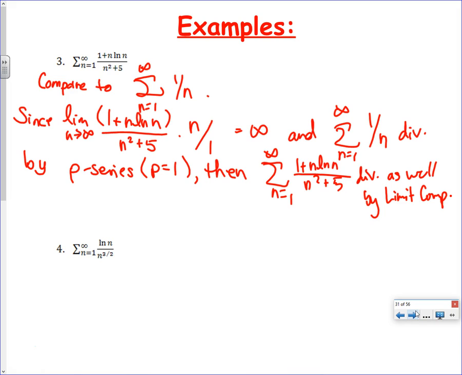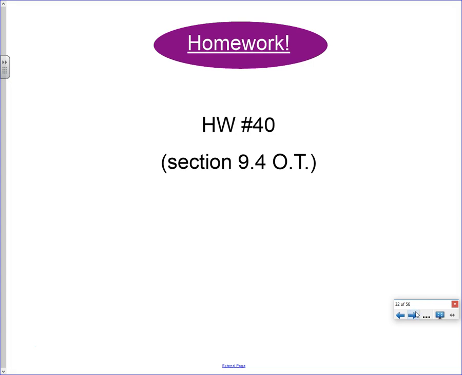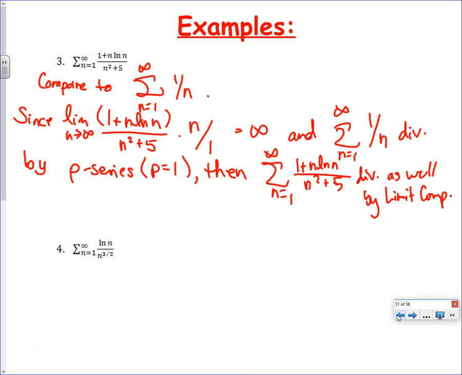Okay, so, you guys have some more examples to do. We didn't get to finish all of our, oh, look, we're missing one. Good. Homework, section 9.4. Due tomorrow. Yeah. Okay. Why did you pick 1 over n?